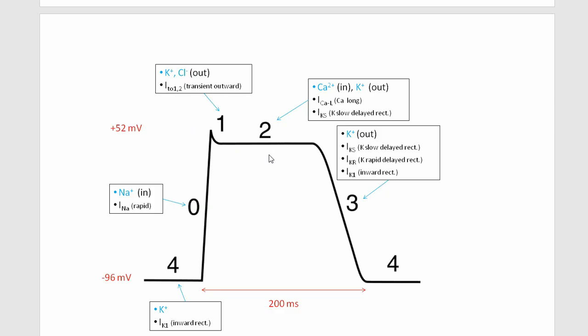Phase 2 is the plateau phase. During this phase there is a balance between the inward movement of calcium ions, and this occurs through what are known as L-type calcium channels, and then the outward movement of potassium ions. So the balance between these two ions leads to this plateau phase in the action potential, and this helps to sustain muscle contractions and helps prevent premature repolarization.